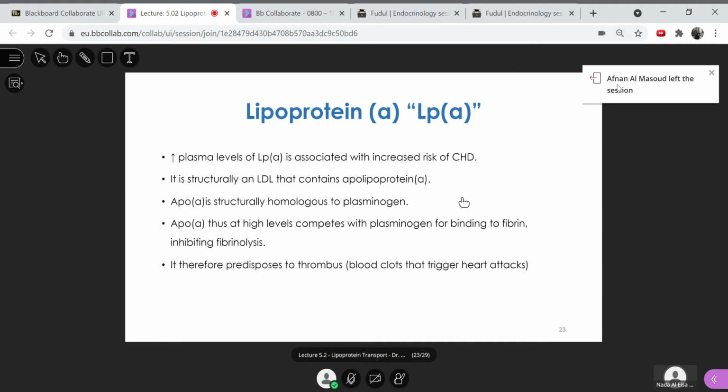So it will compete with plasminogen. Plasminogen is a precursor protease that breaks down the fibrin clot. It binds to the fibrin clot and breaks it down, so it's important to prevent blood clots. When we have a compound that is structurally similar to plasminogen, it will compete. This ApoA competes with plasminogen for binding to fibrin. It will bind and inhibit fibrinolysis that can be caused by plasminogen. So it predisposes to thrombus formation and heart attacks. Okay.